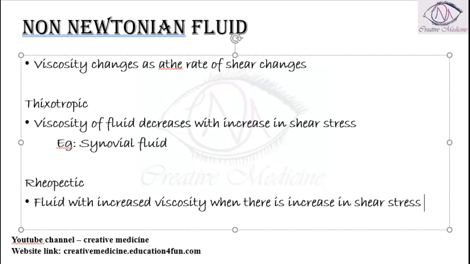That is rheopectic. Shear stress is nothing but the stretching that occurs, for example, when we are walking, while locking and unlocking the knee joint. During that time the synovial fluid is subjected to shear stress, and the viscosity will decrease due to increased shear stress. So that is thixotropic. So synovial fluid is a thixotropic fluid.